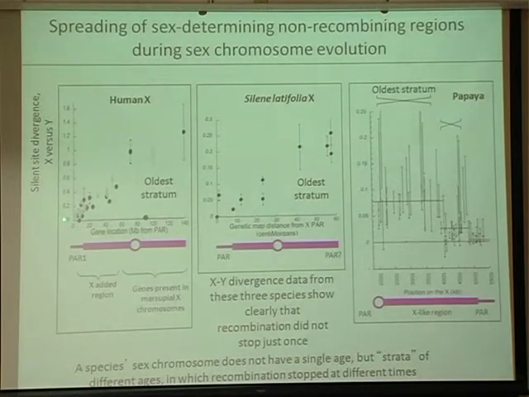And you can see that genes mapped at one end of the X chromosome have high divergence, and as you go closer to the recombining part, there seems to be a gradient with smaller divergence.